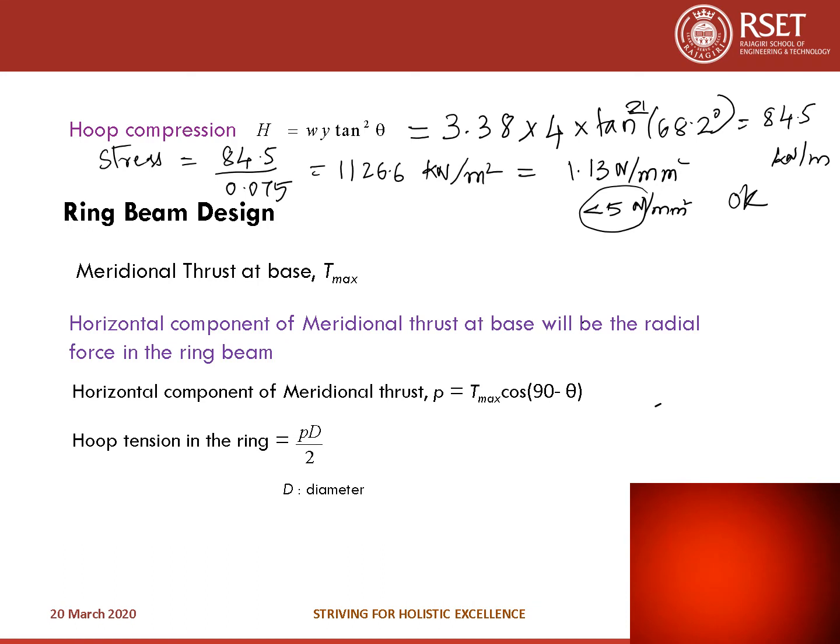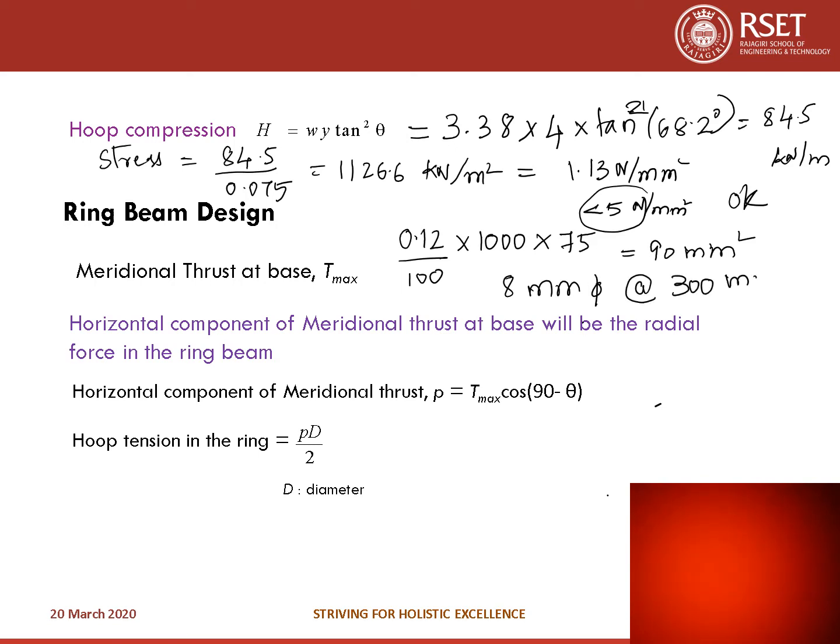Now we have to provide some minimum reinforcement in the dome, that is 0.12%. Reinforcement is 0.12 by 100 into 1000 for 1 meter, into the thickness of the dome, that is 75. So you get about 90 mm square. So provide minimum reinforcement 8 mm dia at 300 mm center to center, similar to what we have seen in the dome. This is the primary advantage of a dome because we need only minimum reinforcement, because primarily the stresses are axial forces alone, that too compressive.